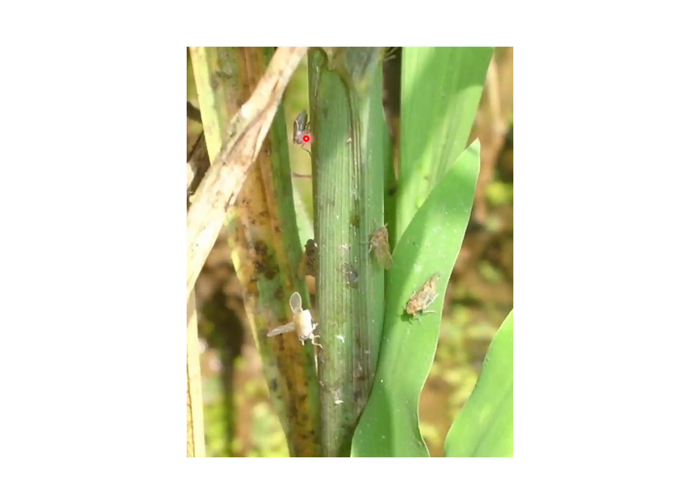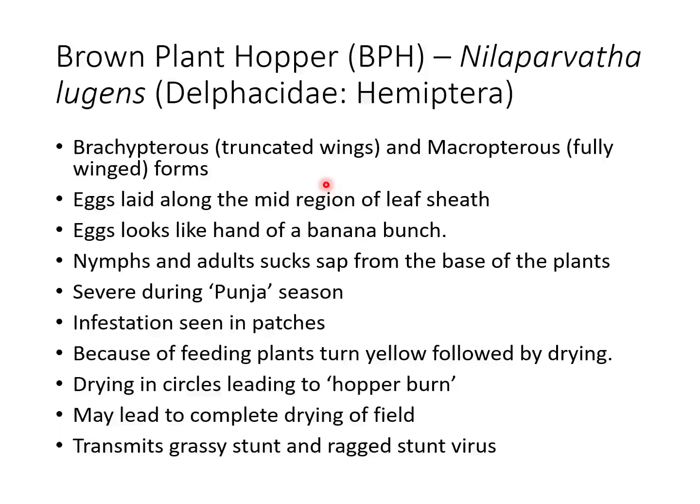Only after you see the insect at the base of the plant, confirm it as BPH, because there is a disease called sheath blight whose symptoms almost resemble BPH infestation, that is, drying up of the plant. So once you observe drying up of the plant in patches, especially in circular patches, observe the base of the plant for any BPH. The plants will turn yellow before drying, and the drying in circles leads to hopper burn. If the infestation is not controlled properly, the entire field will dry out.